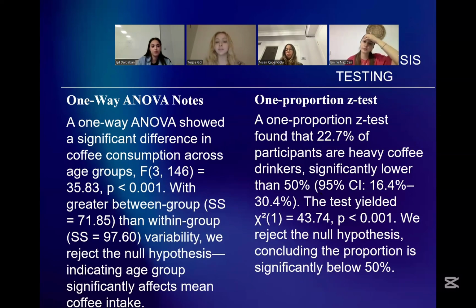When we run the ANOVA test, we check if different age groups have different coffee habits. The results clearly show that age matters a lot. Older groups tend to drink more coffee compared to younger ones.